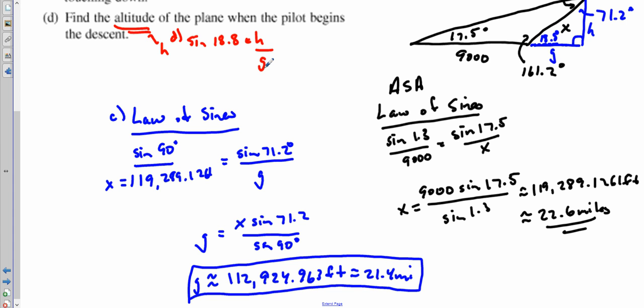In order to solve this, we're going to take what we know for g, and we're going to have h equaling approximately the sine of 18.8 times g, which we know is going to equal about 38,443 feet approximately. Okay, and that's what we have there.